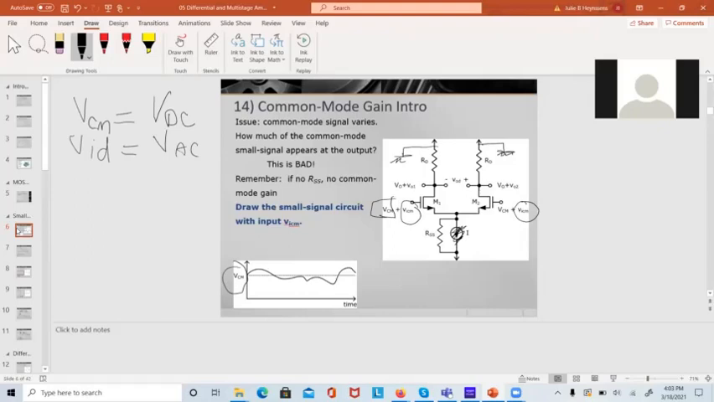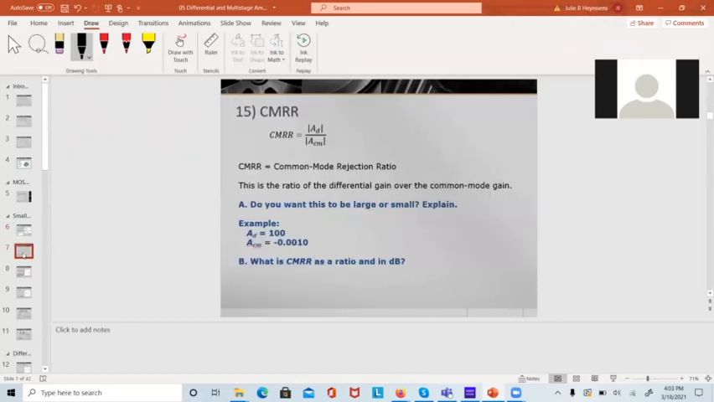If I can make that RSS go away, then I would have absolutely no common mode gain, which would be a good thing. The common mode rejection ratio is defined as the differential mode gain over the common mode gain. That's probably the most important piece of this whole piece of the lecture that you can get out.